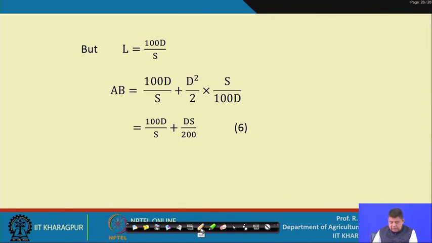But we know all along that L equals 100 D by S, because land slope is S%. So, then we can put L equals 100 D by S in equation 5, that is AB equals 100 D by S plus D S square by 2 L. So, that is why 100 D comes below and S goes up, or we get 100 D by S plus D S by 200, because D and D get cancelled here.